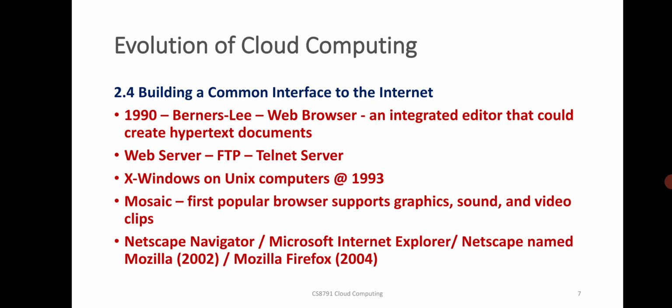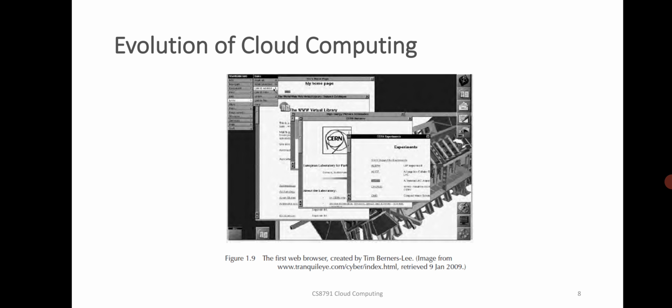Mosaic, the first popular browser, supports graphics, sounds, and video clips. That browser is Mosaic. After that, Netscape Navigator, Microsoft Internet Explorer, then Netscape named as Mozilla in the year of 2002. After that, in 2004, Mozilla Firefox was launched. Now you can see the first web browser which is supported for graphics and videos. That was created by Tim Berners-Lee.